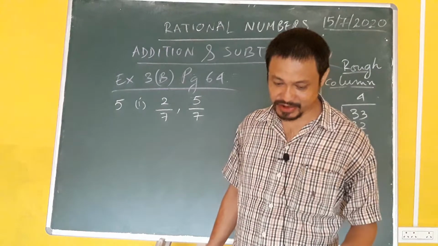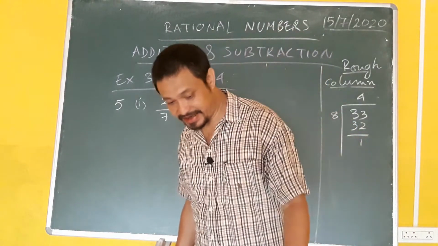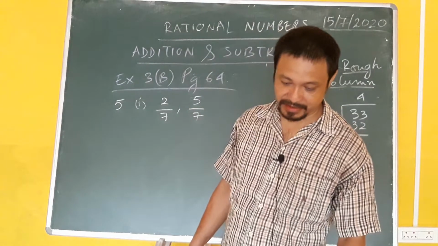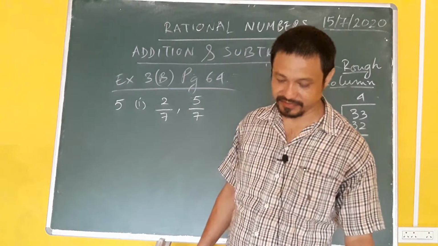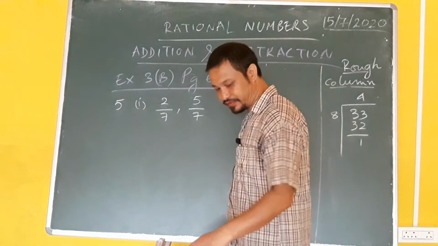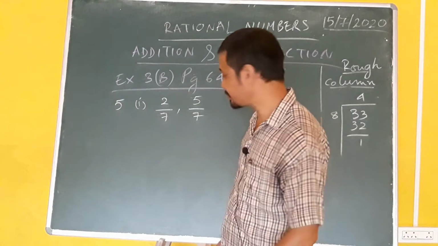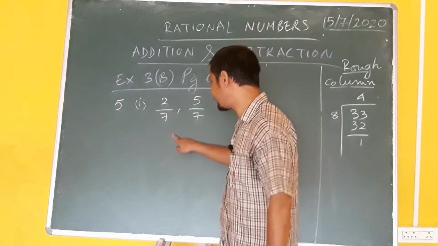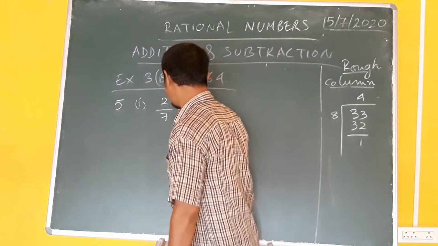Okay, just look at the question number 5. Subtract the first rational number from the second in each of the following. Okay, so if you look into the question, there is a comma between the two rational numbers, 2 upon 7, comma 5 upon 7.